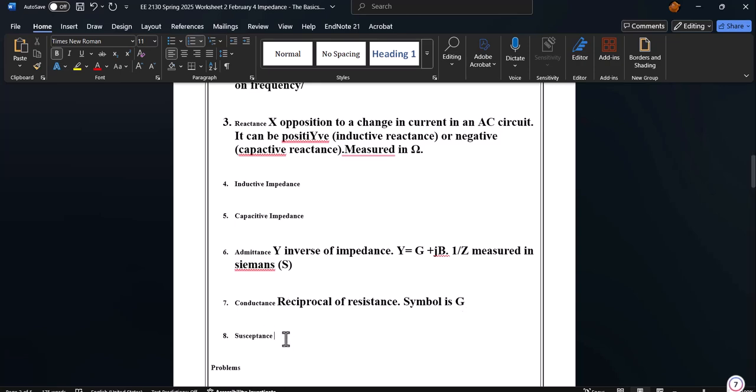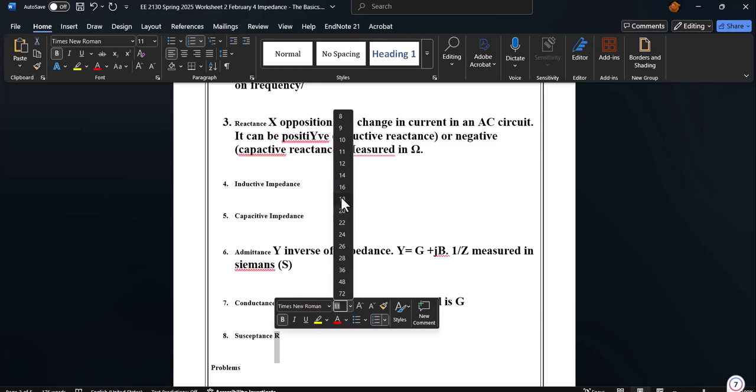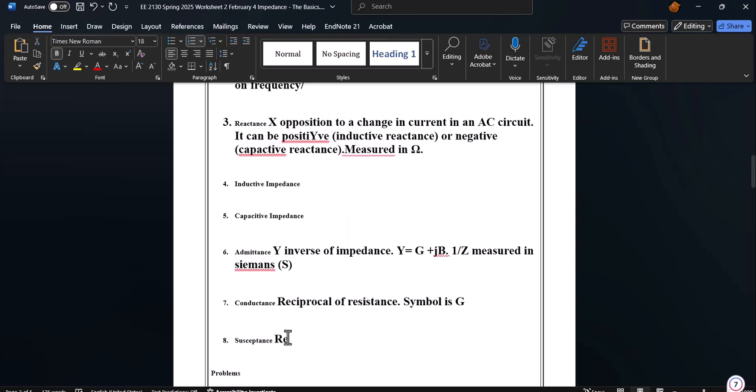And susceptance is the reciprocal of reactance, and the symbol is B.